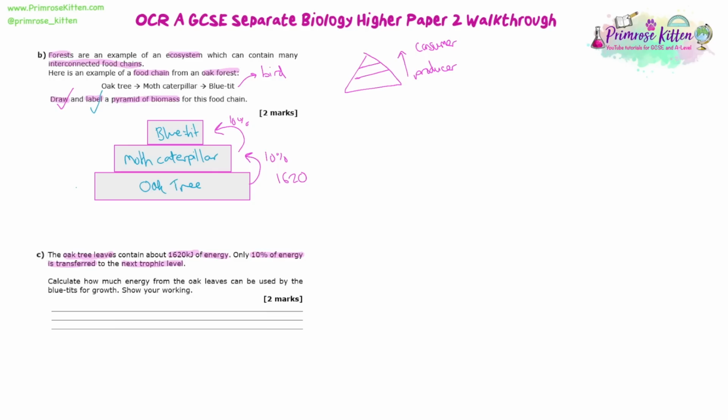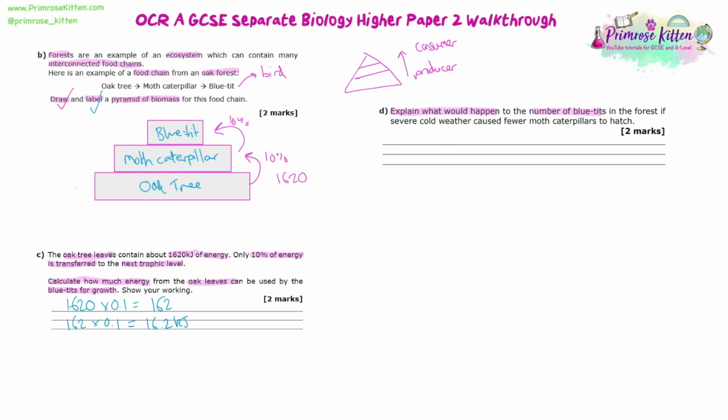162. And then what's 10% of 162? 16.2. So we're just moving the decimal point 1 place each time. So our answer is 16.2 kilojoules.